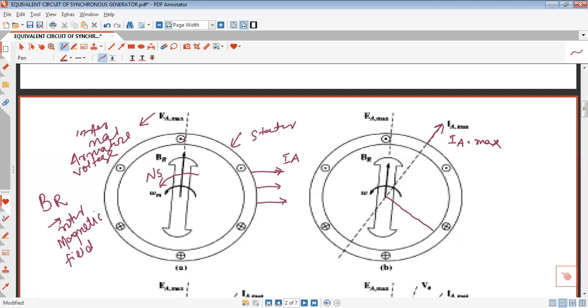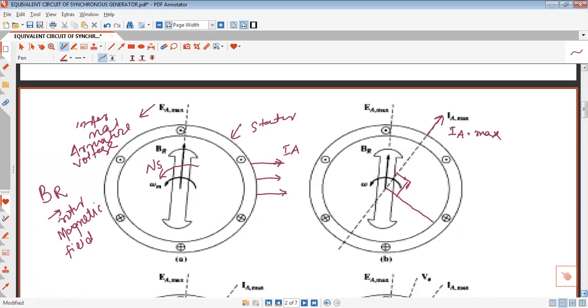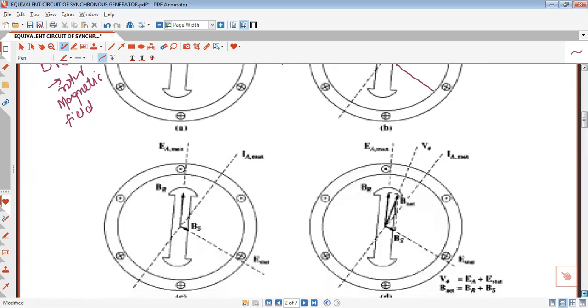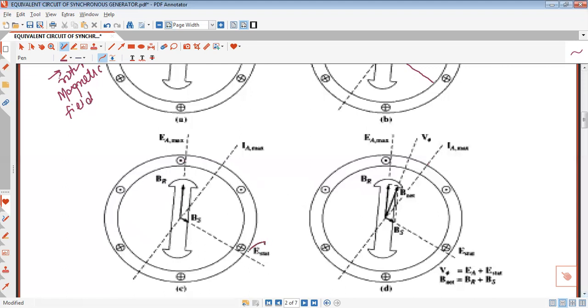which will be 90° from this axis, and this induced EMF will be called E stat, meaning the stator induced EMF due to this armature reaction. Means when this armature starts giving current, it creates a flux. That flux will produce a voltage that is called E stat.